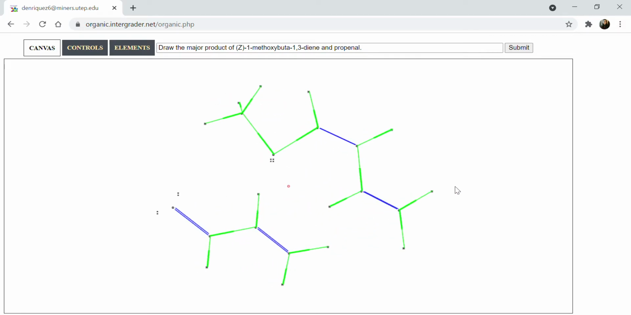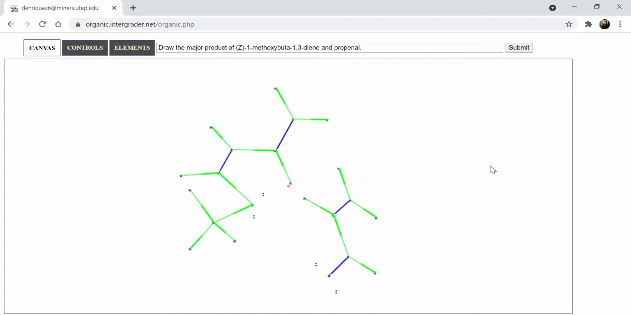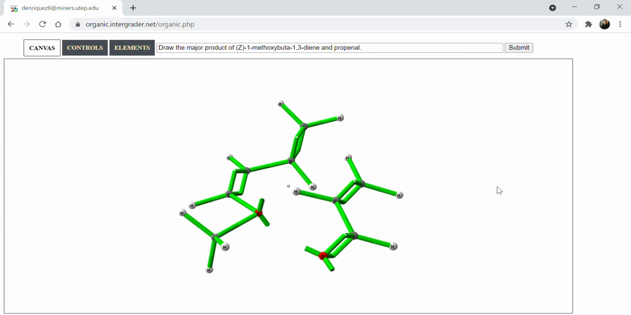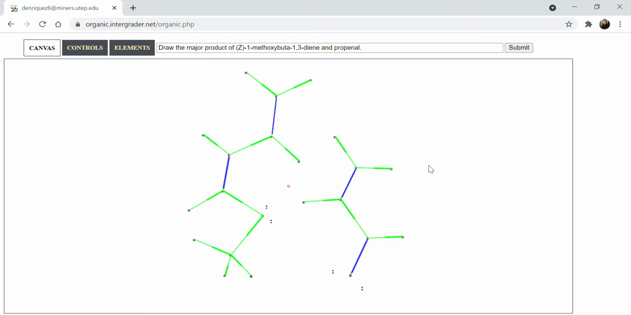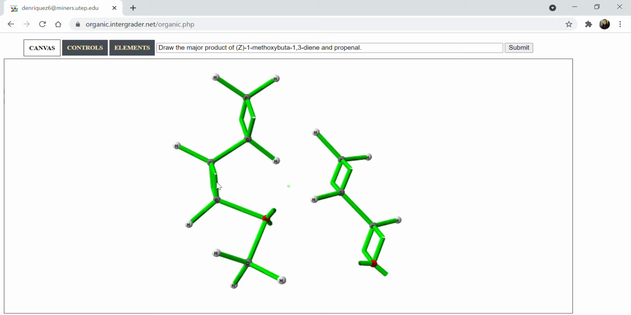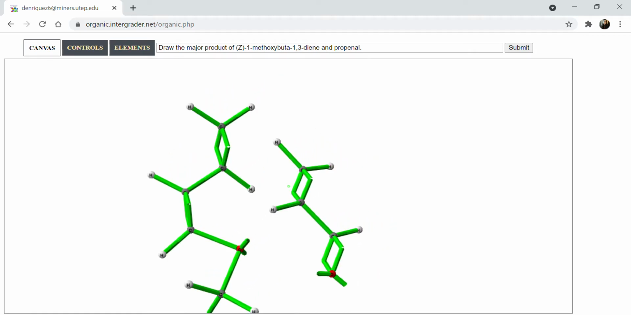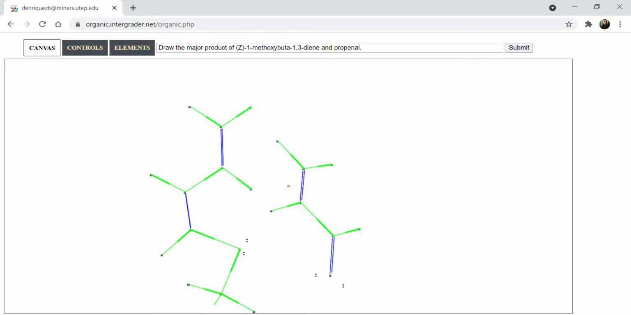Okay, so I have my Z conformation of 1-methoxybuta-diene. This is going to be my diene, and this is going to be my dienophile. So I'm going to want to attach this to these, and then I want to keep my oxygens close on this one. I'm going to move this down, move this over here, and roll it around a little bit.